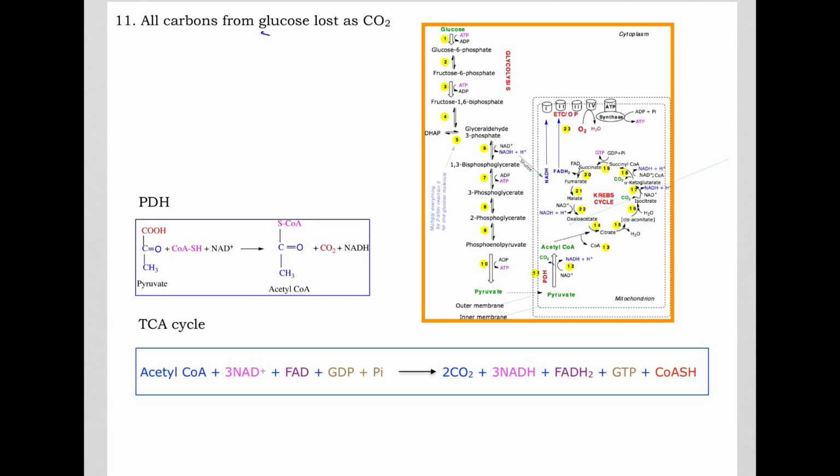Remember, each glucose has 6 carbons, and as far as losing the carbons, we are losing 2 of the 6 carbons in the PDH reaction, and then 4 of the 6 carbons in the Krebs cycle or TCA cycle.